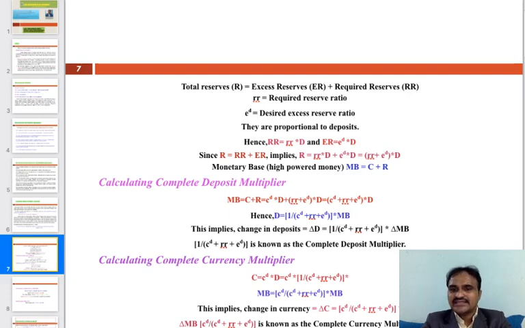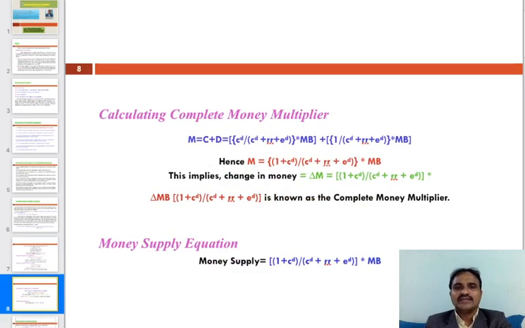This implies the change in currency. How can the currency change? The change in currency depends on the currency deposit ratio, required reserve deposit ratio, and excess reserve deposit ratio, multiplied by the change in MB. If there is a change in the MB, the currency changes through the currency deposit ratio multiplier. That is known as the complete currency multiplier.